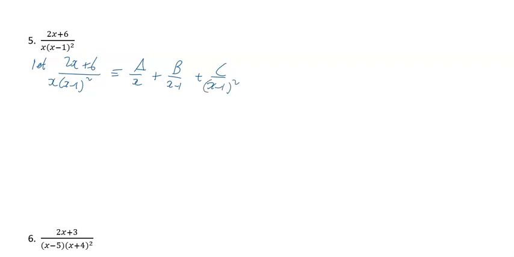Okay, so if you cross multiply, or multiply across by x upon (x minus 1) squared, you're going to be left with 2x plus 6 is equal to a times (x minus 1) squared plus b times x times (x minus 1) plus c times x. So you've got three things to find here, so it's a wee bit trickier. Again, use whatever method you want here.